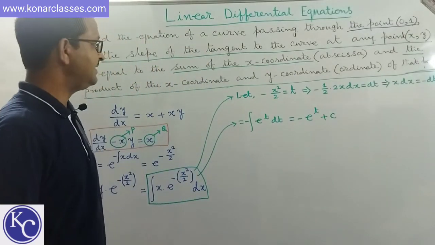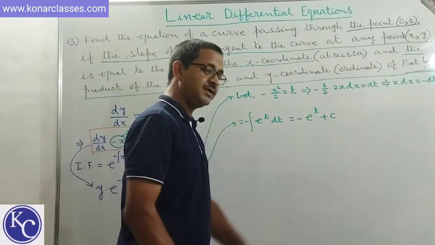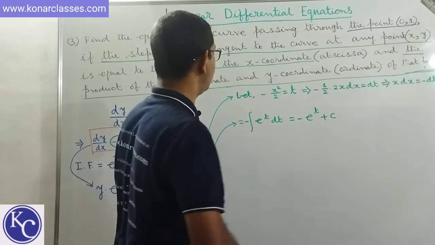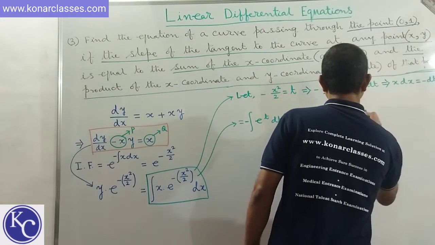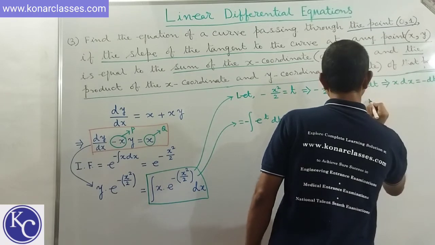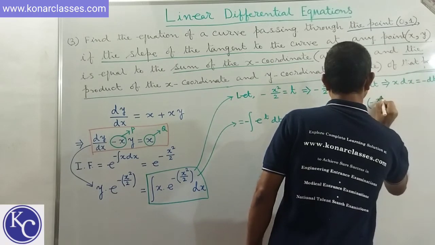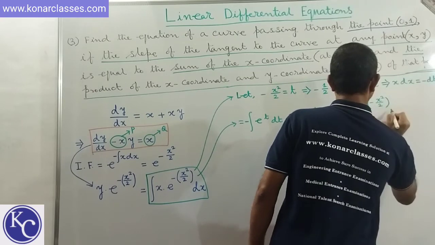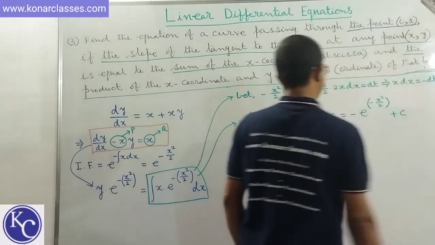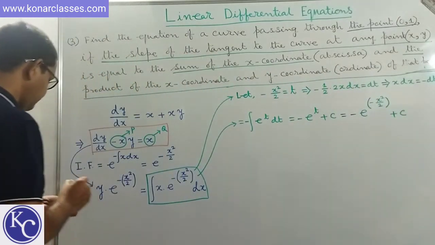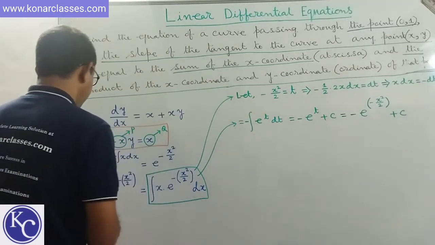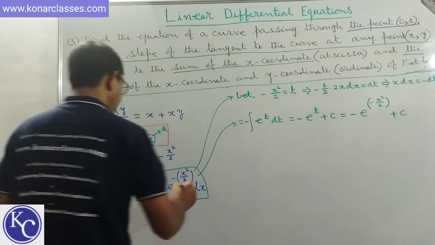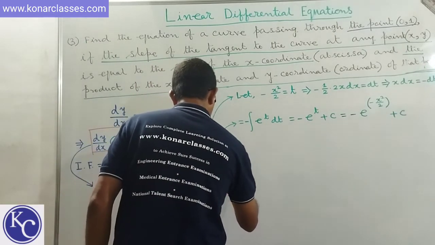Now what is t? We need to apply back the value of t, because it was our assumption t equal to minus x square by 2. So what we get, dear students, is minus e power minus x square by 2 plus integrating constant c. So we get the solution to the given differential equation. We get it something like this.